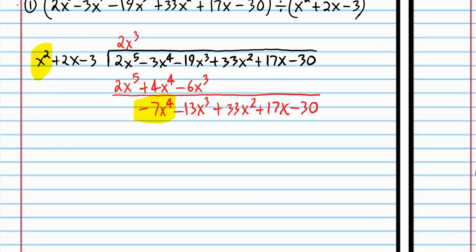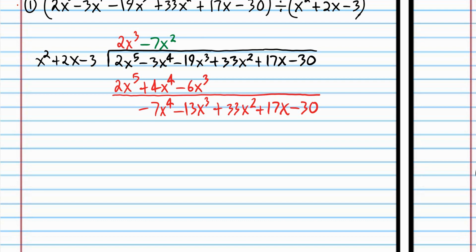So x squared times what is equal to negative 7x to the 4th? Again, x squared times what is equal to negative 7x to the 4th? And if you said negative 7x squared, you're right. If we multiply these yellow ones, we get negative 7x to the 4th, and that's what we want. We want that blue term there. So that's step number 1 of cycle 2.